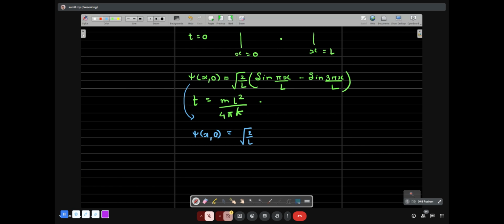Under root 2 by L, is it like this is psi 1 minus psi 3? Yes, sir. And sir, then we have to multiply root 2 by L. Correct, we remove root 2 by L. True, that is incorporated in psi 1 already. So this is psi 1 minus psi 3.